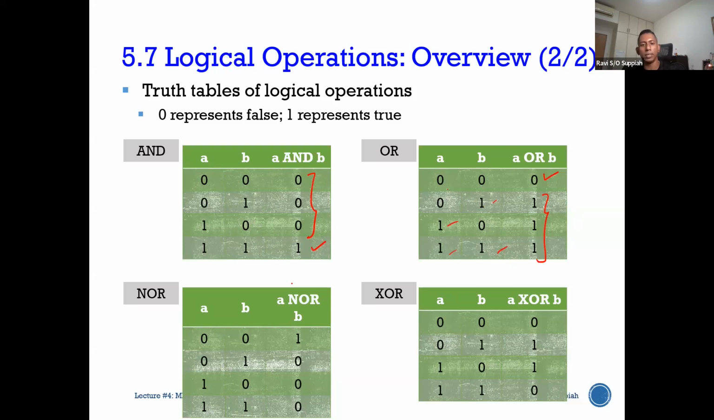NOR is basically the opposite. It's just like OR, but the opposite of it. And exclusive OR is simple. As long as the inputs are different, the output is 1. So if the two inputs are 0, 1 or 1, 0, that means the two inputs are different, and the output is a 1. If not, the output is a 0.